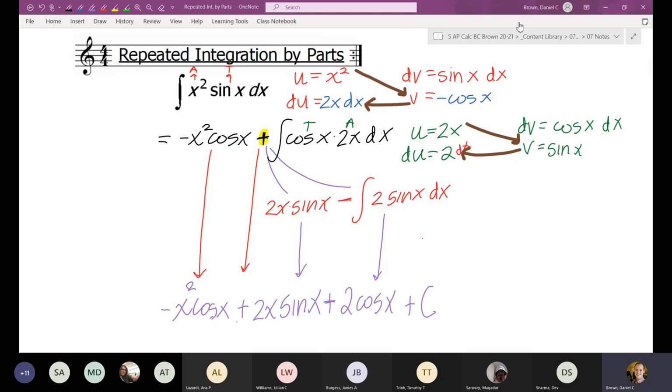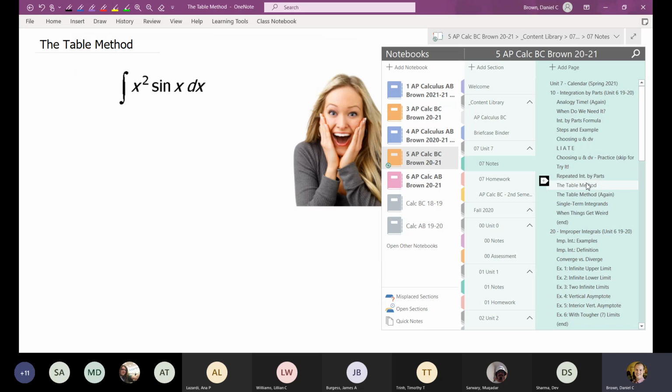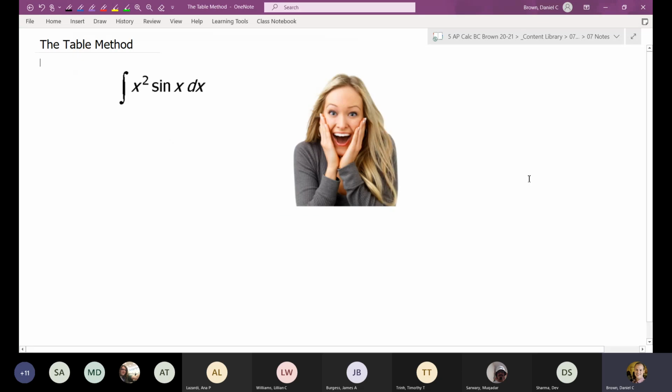All right, so I'm going to do one more example today, and we're actually going to do the same problem. When you repeat integration by parts, it does form a pattern. This method works, but for a lot of problems, if you're like me, you don't want to have to rewrite all of this every time. You still need to know it, because there are going to be some problems that we can't do this kind of shortcut method on. But the shortcut method is called, very creatively, the table method.